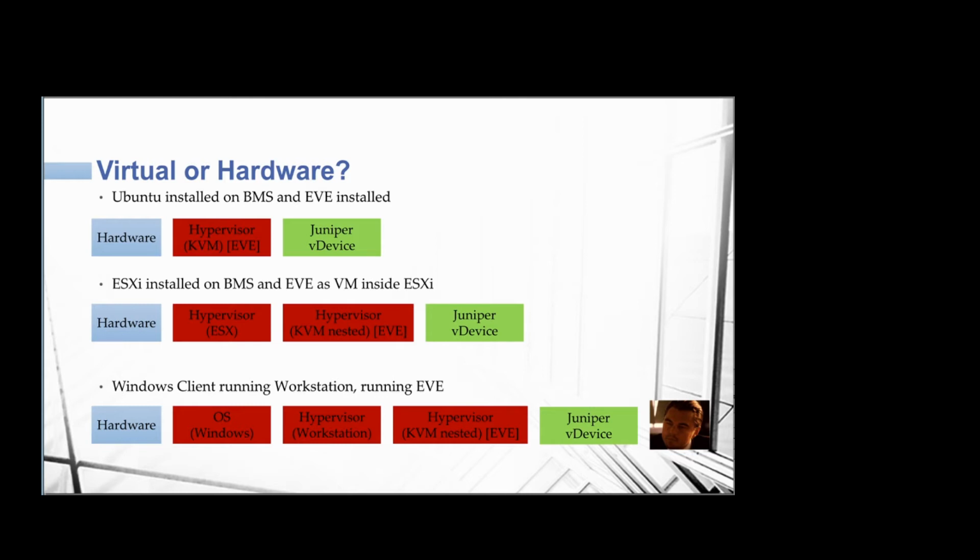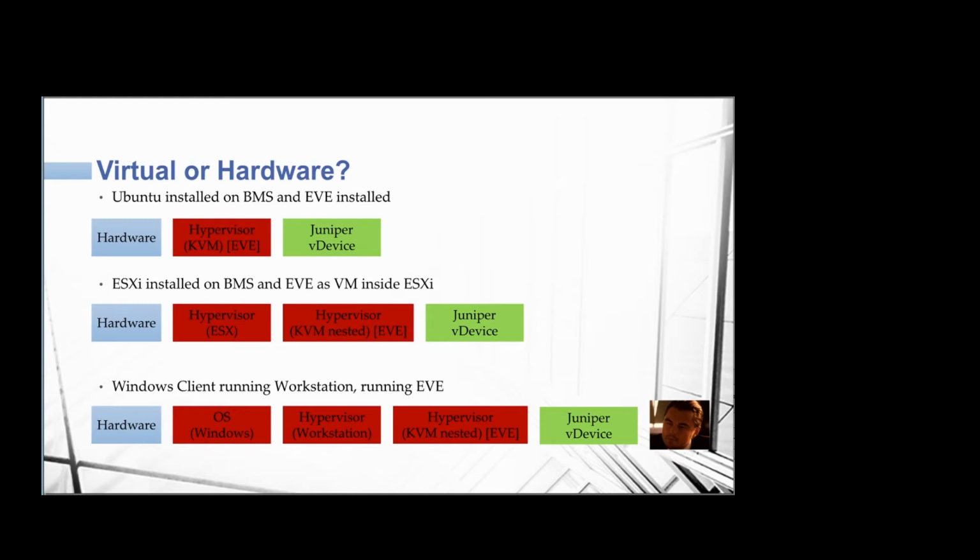So the question that you're asking yourself when you're starting to lab is, do I need a virtual lab or do I want to install my Eve on a hardware server? Well, the best thing where you get the most out of it is if you install Ubuntu on your bare metal server and install Eve on that. This way, as you can see here, you have your hardware. On top of the hardware, your hypervisor, your Eve is running. It's basically a KVM emulation. And on top of that, your Juniper virtual device is running.